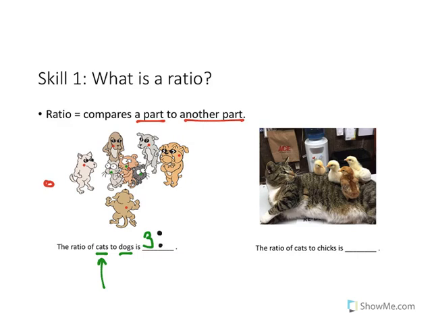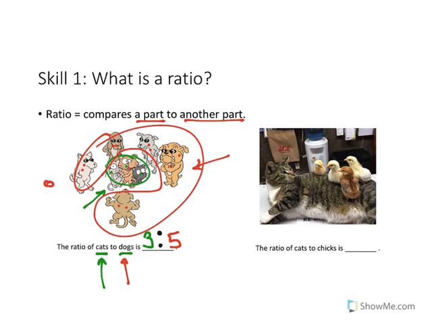And then now we have to write down the number of dogs. 1, 2, 3, 4, 5. So this means for every 3 cats, there's going to be 5 dogs. So we are comparing one part to another part.